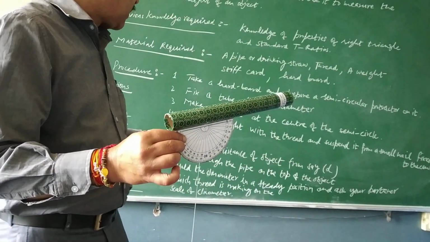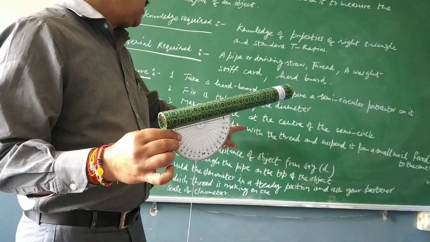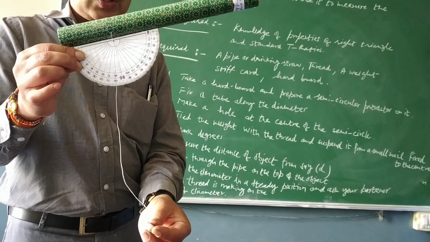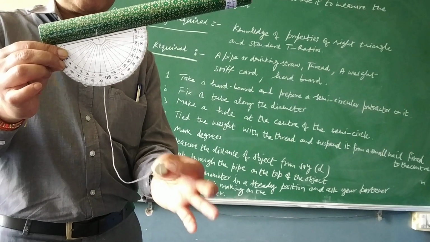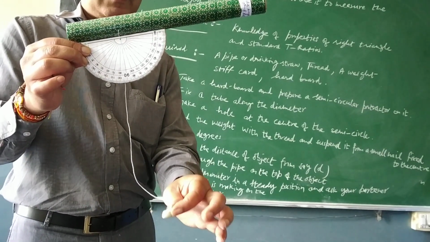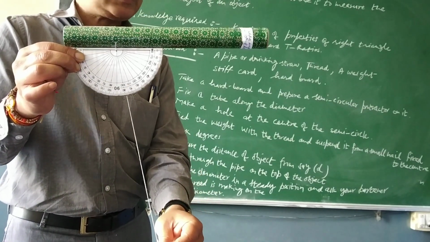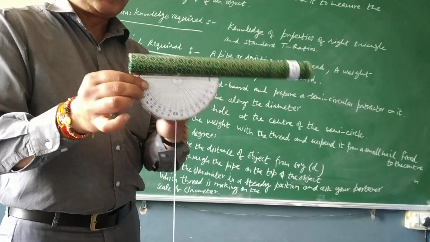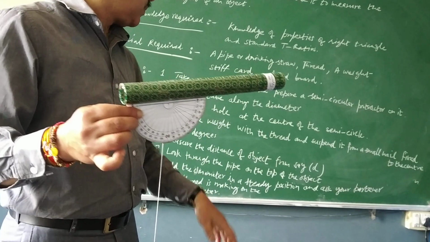And then tie the weight with the thread. Now some weight as I have used here, you can use any bottle cork also. Just for example I have tied here one eraser, just to move the thread with respect to the scale of this.